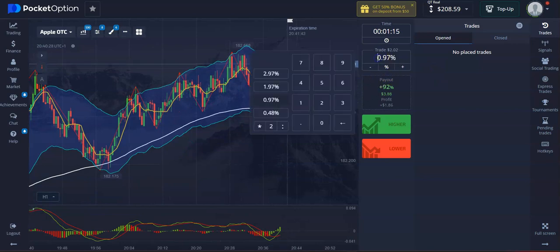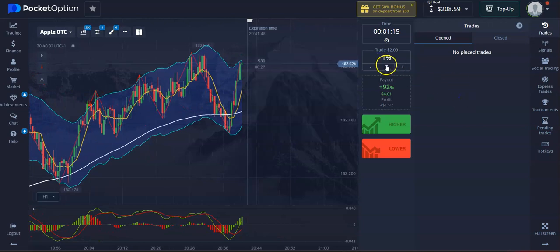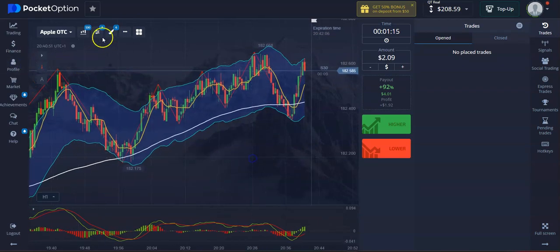Let's adjust this to 1%. So instead of 203, now we've got 209. As you could see right here, the price went a little bit below the 100 EMA, and like I said, the lowest point was right here, and now we've got the bounce back up. And we can do better.